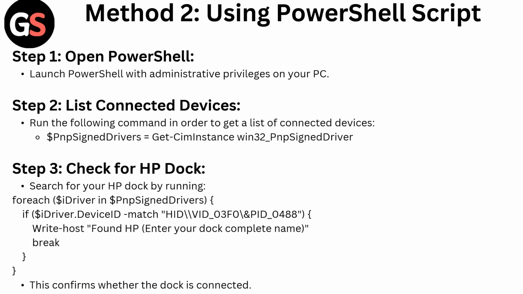Step 3. Check for HP dock. Search for your HP dock by running foreach driver in PnP signed drivers, if driver.DeviceID matches HID VID 03F0 and PID 0488, write host found HP, enter your dock complete name, break. This confirms whether the dock is connected.